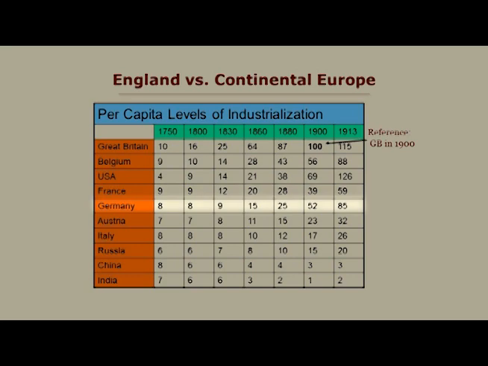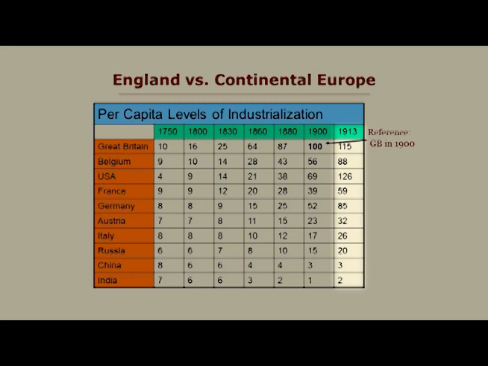Germany, a very strong growth. Austria, reasonable. Italy, less. Russia, less. China, almost no growth. And India actually went backwards. The reason it went backwards is because India became a raw material supplier and not a manufacturer. Now, I want to call your attention to 1913. Notice that Great Britain has grown to 115. Belgium has accelerated tremendously to 88, but now the United States has jumped to 126. It has become the most industrialized country in the world. We'll talk about that when we discuss creativity in America in the 19th century.